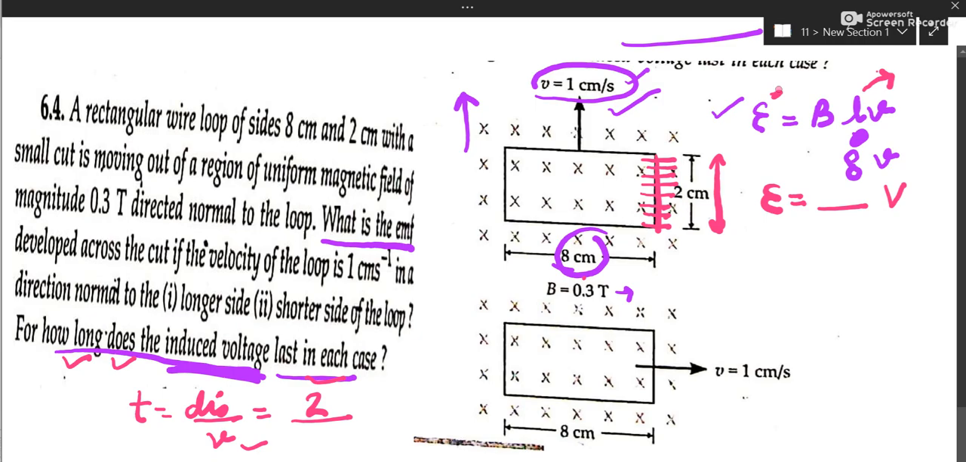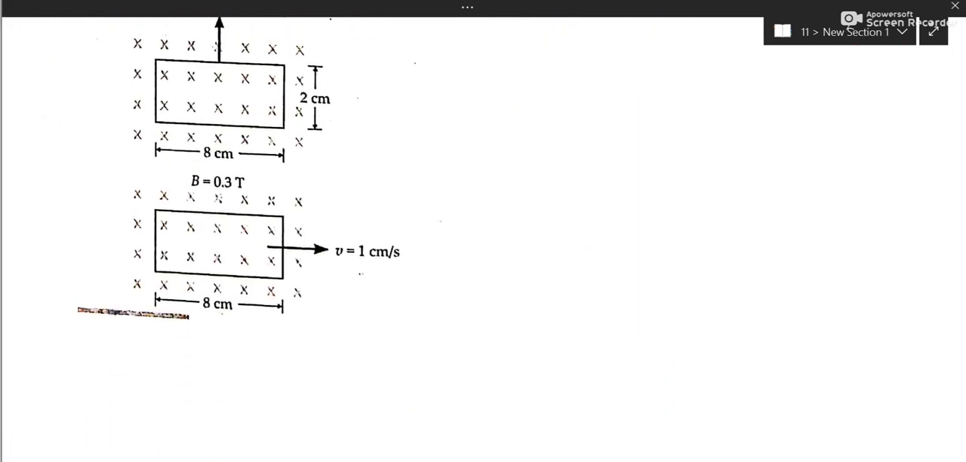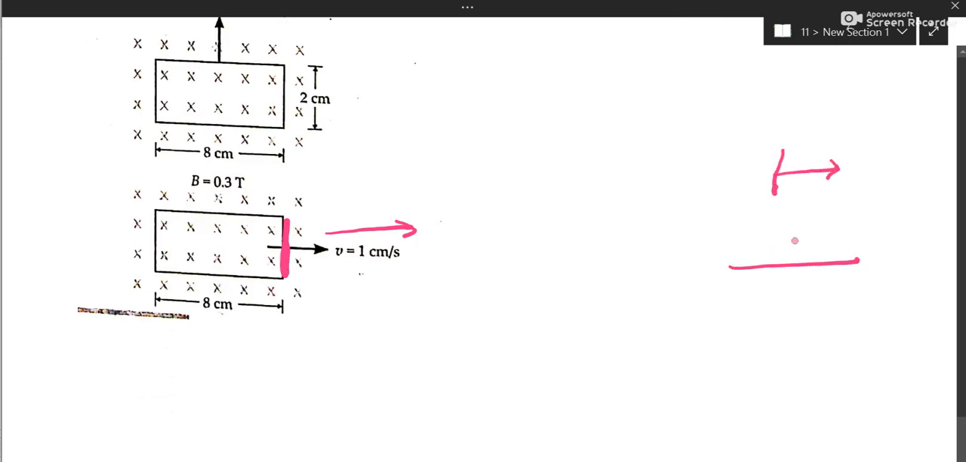Getting to the second part of the question. In the second part, you can see it is being pulled like this, normal to the shorter side. Sometimes you have to draw the diagram on your own. So normal to the shorter side is like this and normal to the longer side is like this. First we have to find out motional EMF, which is BLV. V is given, B is given, and L is the side which is not changing.